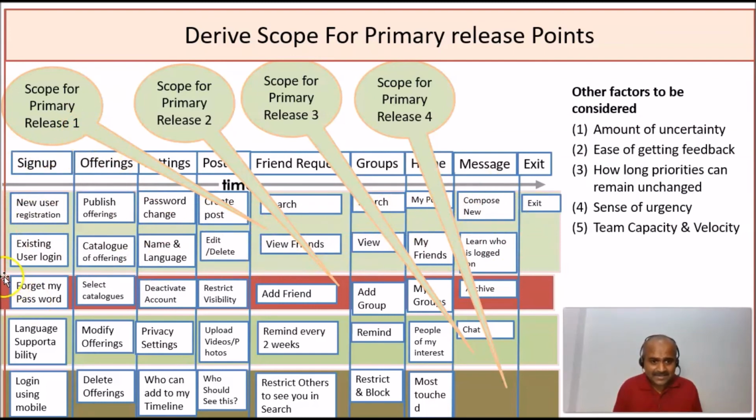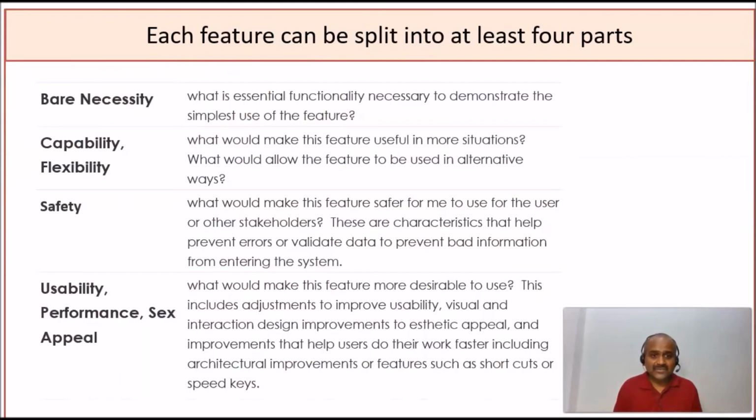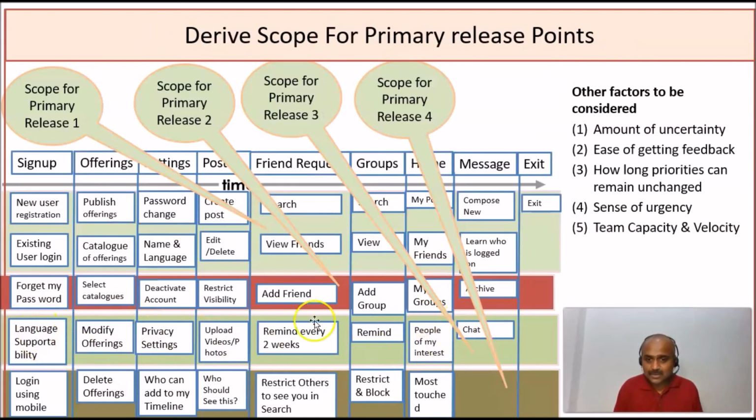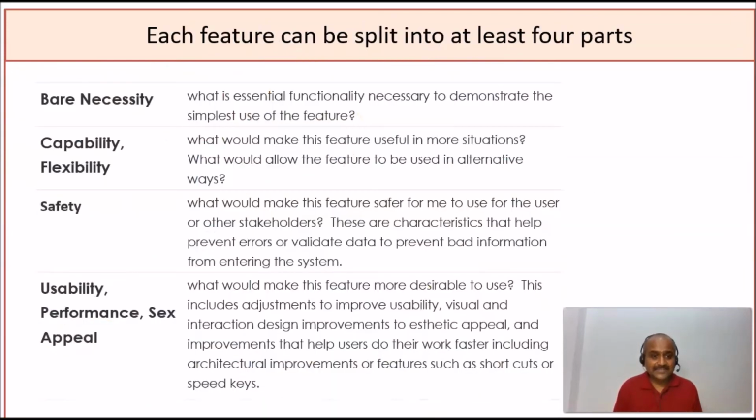Then if you see the pink region, this is the second scope target for the second release. So what are we doing? We are adding more flexibility, more capability. Then the third one is this particular layer, so this is where we are building safety.